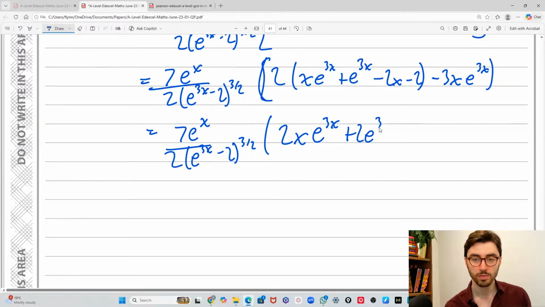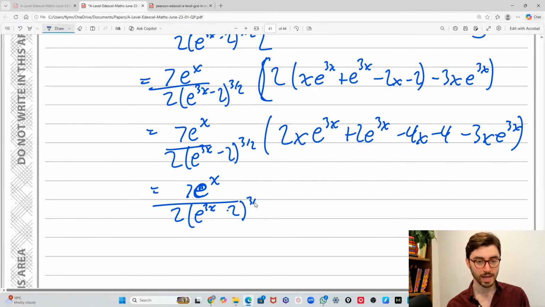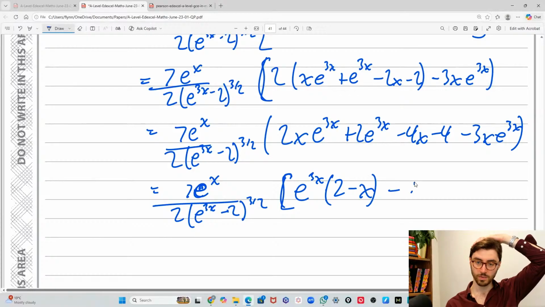Plus 2e to the 3x minus 4x minus 4 minus 3x e to the 3x. Cool. So 7e to the... Let's keep it going, guys. We're getting there. It is folding under the weight of our effort. So that will cancel down. So we have e to the 3x into 2 minus x minus 4x minus 4.